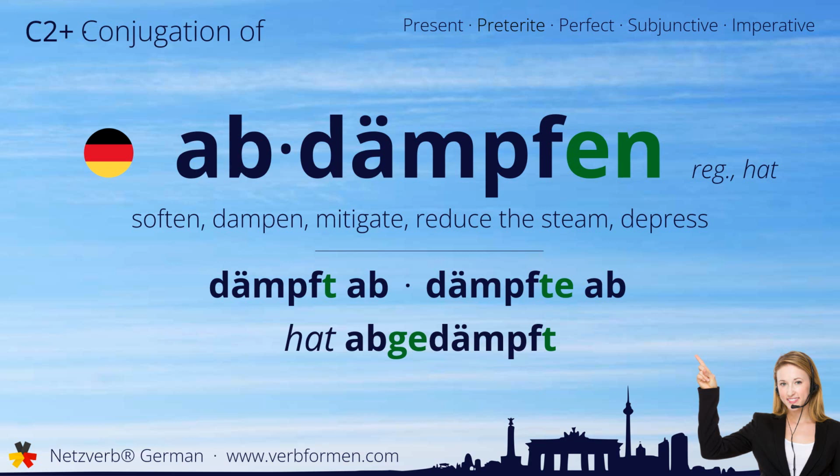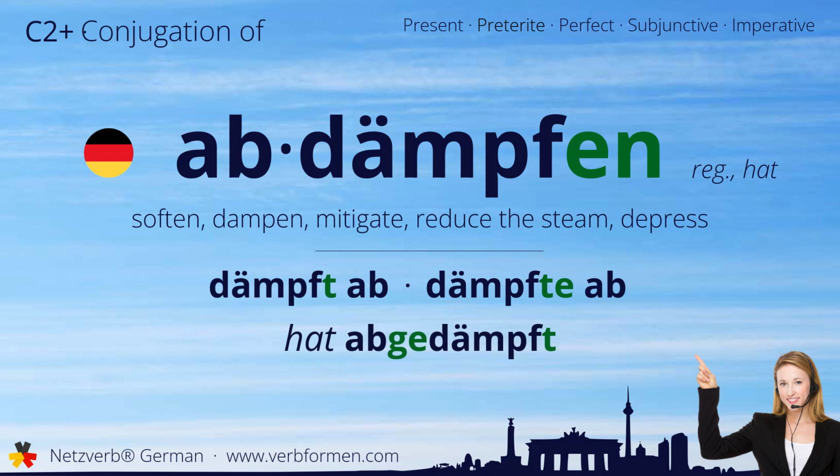Today we're going to learn how to conjugate the German verb abdämpfen. Watch and listen to the forms carefully. Let's start with the stem forms. Dämpft ab, dämpfte ab, hat abgedämpft.